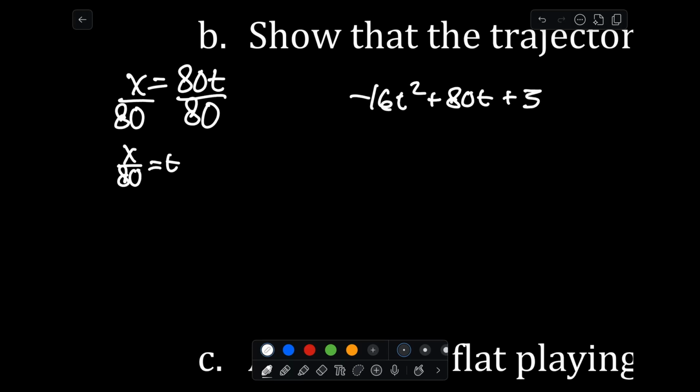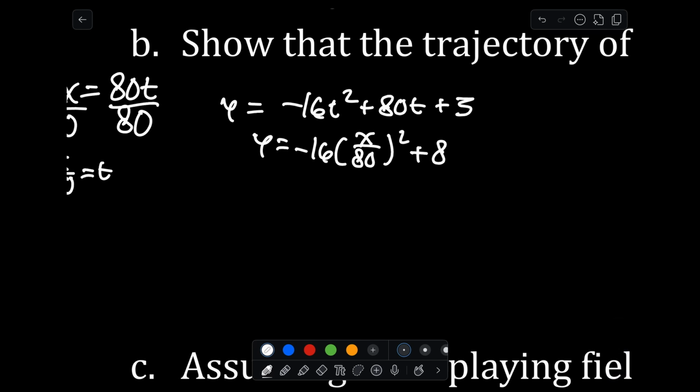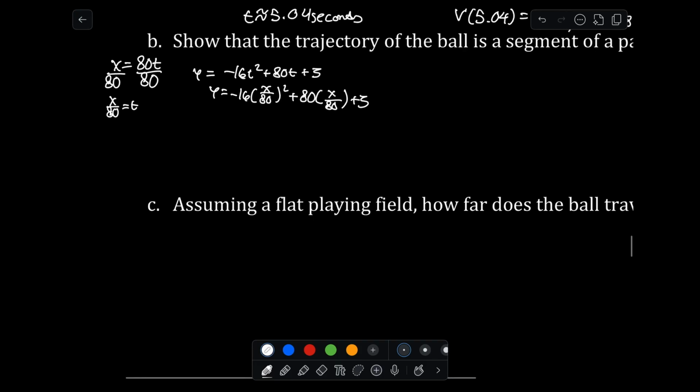Right? And then we see that this is y. We can see that y equals negative 16x over 80 plus 80x over 80. And if you were to model this on Desmos, it would give you a parabola.